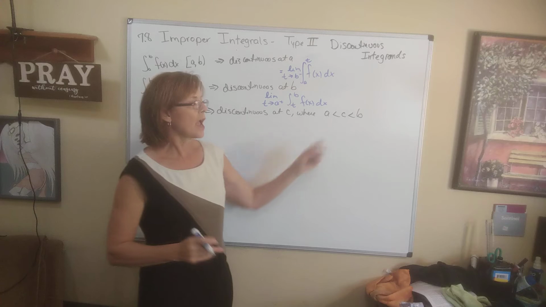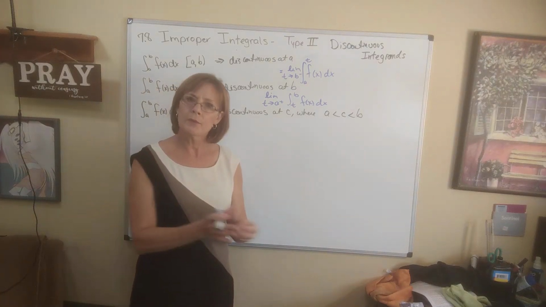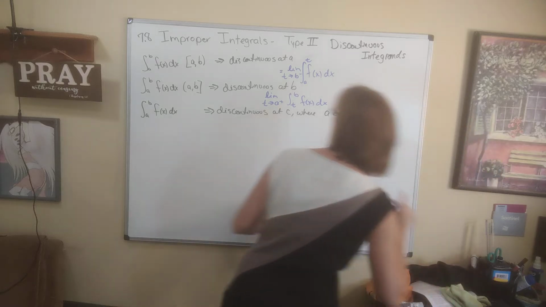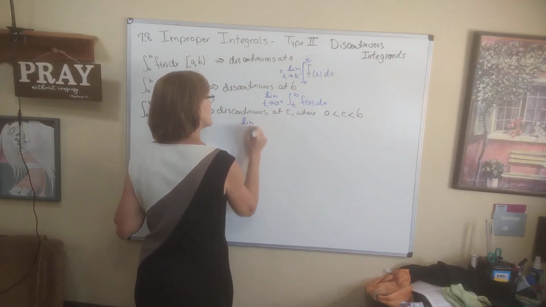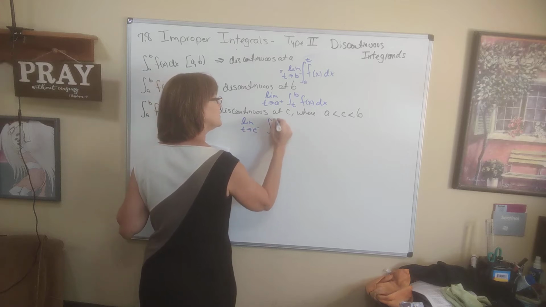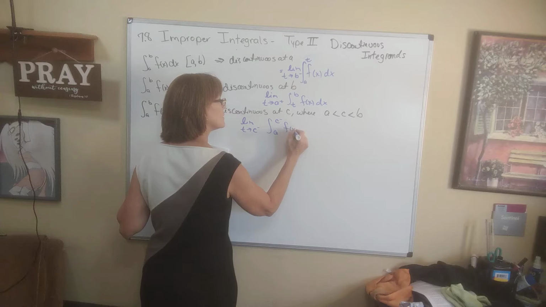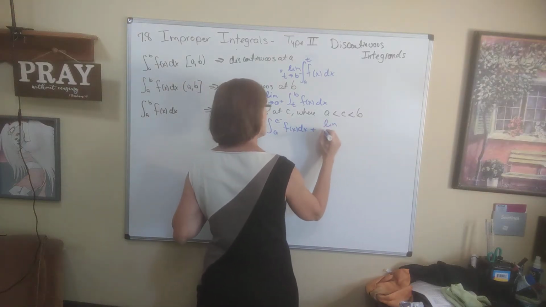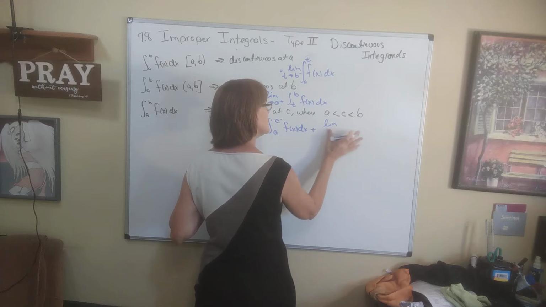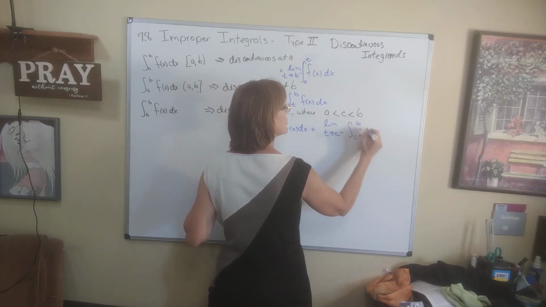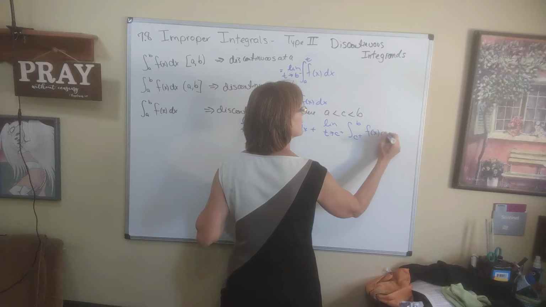And if C happens to be somewhere in the middle, then we break it into two, and it looks like this. The limit as t approaches C from the left of the integral from A to t, plus the limit as t approaches C from the right. We pick it up from t on the right of C, and we go to B, of f of x dx.